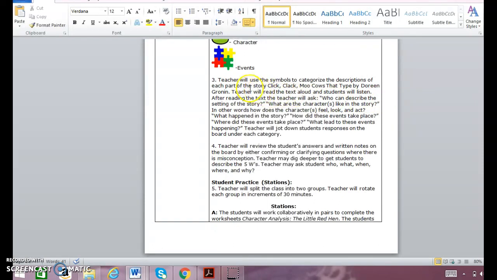by Doreen Cronin. So after I show the students that website that I just showed you there and go through those three different elements, defining them, and showing the students an example of those elements and key parts of the story, then we would read Click Clack Moo, Cows That Type by Doreen Cronin.